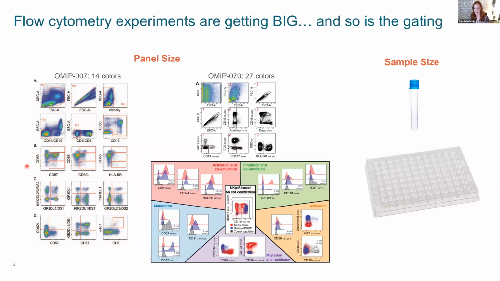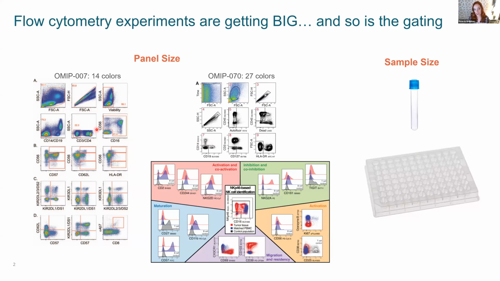I think in the era of big data, our flow cytometry experiments are getting big, right? And that means that so is our gating, and the amount of time we have to spend gating all of our data. This is just to show you what I have in mind when I think about the evolution of flow cytometry, really since the advent of that technique into the field.